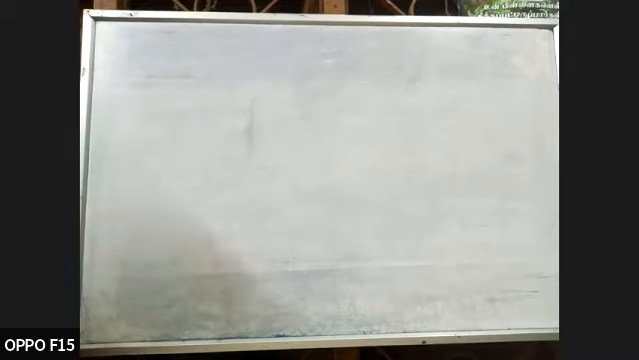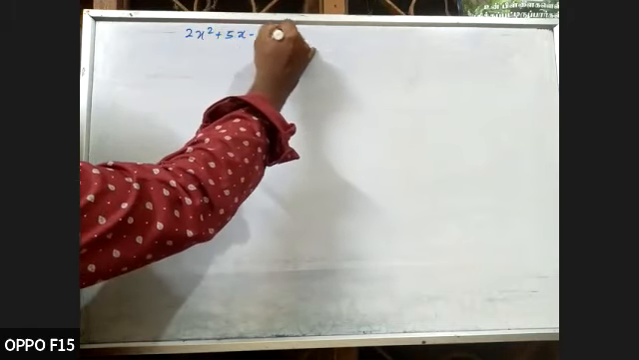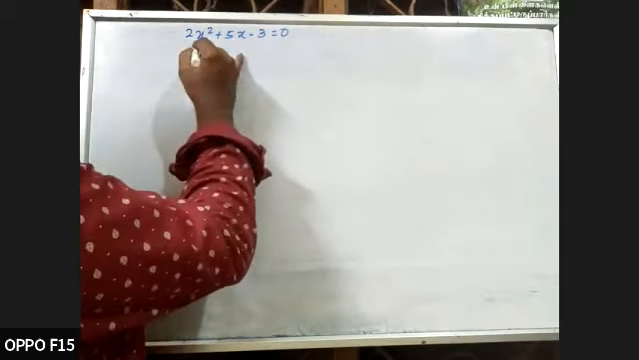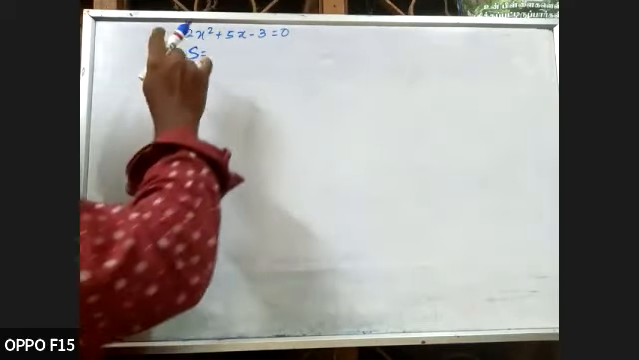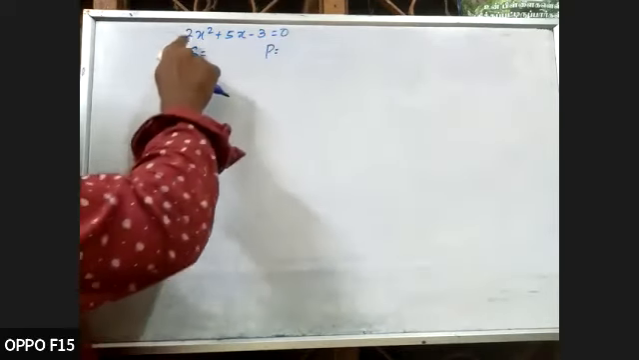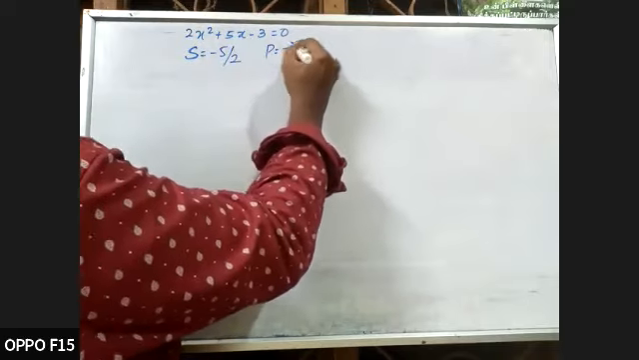Okay. 2x square plus 5x minus 3 equal to 0. Here, first you have to find out the sum of the roots. Let us take the sum of the roots as s and the product of the roots as p. The sum of the roots we can write as -5/2, and the product of the roots as -3/2.